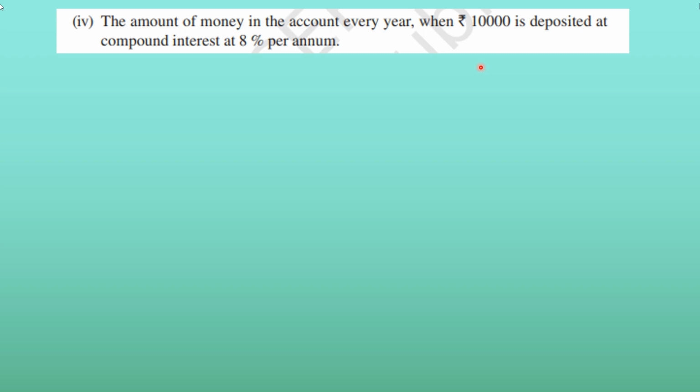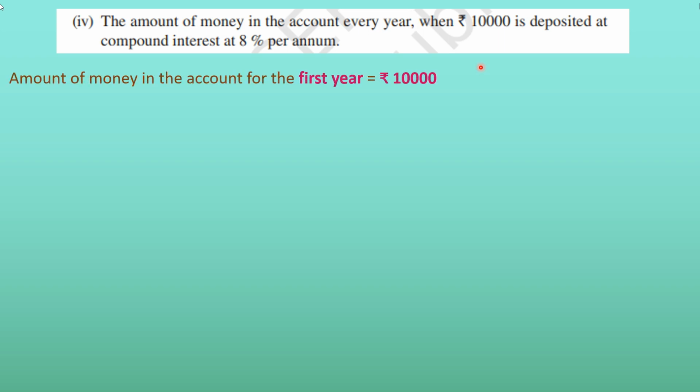So you deposited 10,000 in the bank account, and every year some compound interest will be added to the account. So definitely the amount in the bank account after every year will increase. We need to find out the amount present in the bank account after every year, and whether that forms an AP or not. So let's check this out.